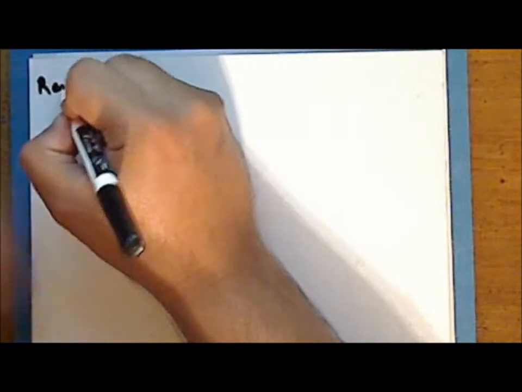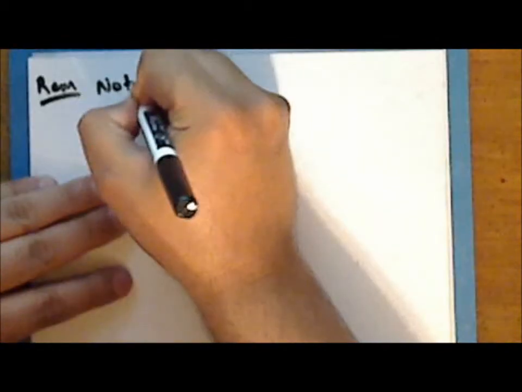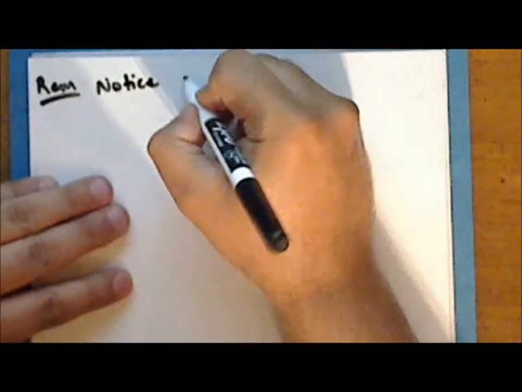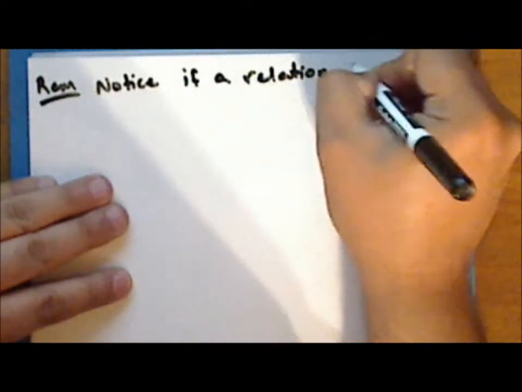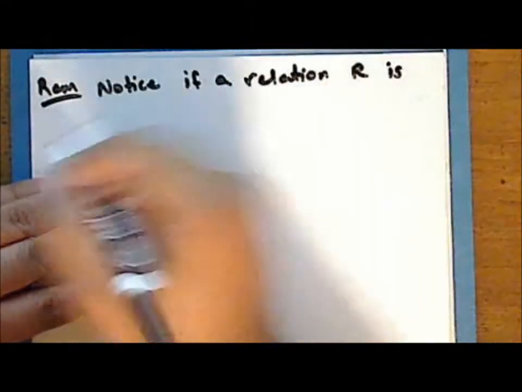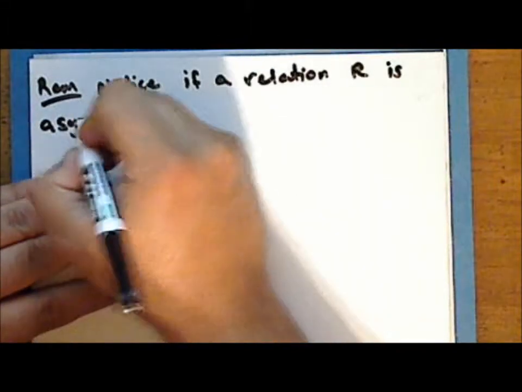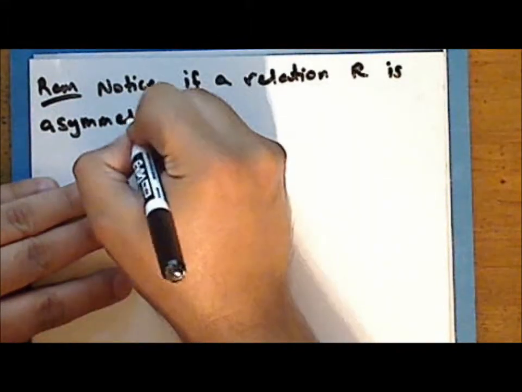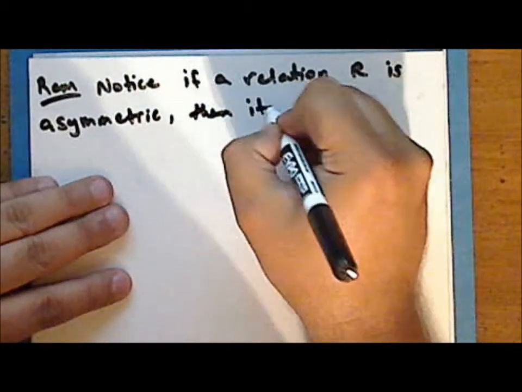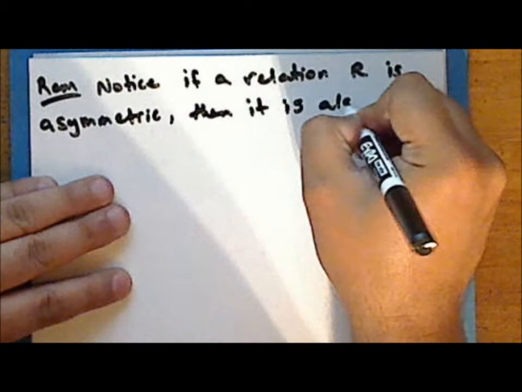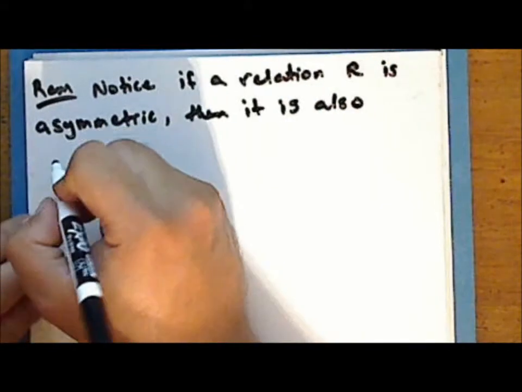So notice that if a relation R is asymmetric, then it is also irreflexive.